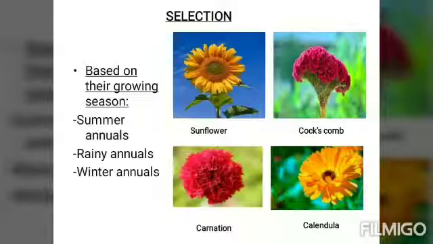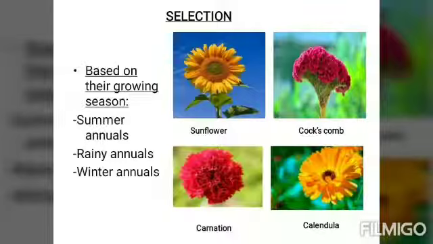First of all, we will discuss based on the growing season. What are those growing seasons? That is summer annuals, rainy annuals, and winter annuals. From the name only, you understand that summer annuals are mainly grown in the summer season. They are sown at the end of February or beginning of March, the last week of February or the first week of March, and seedlings are transplanted.